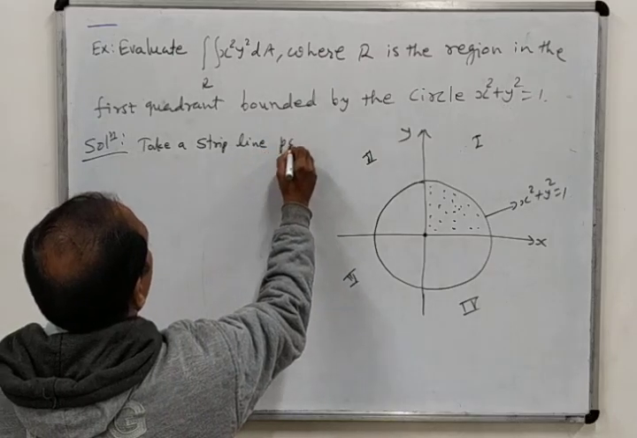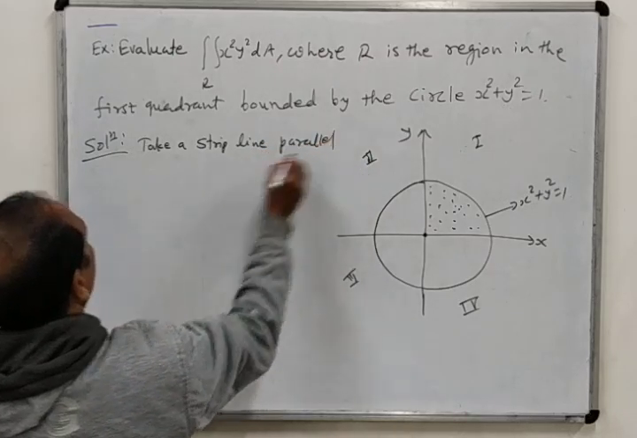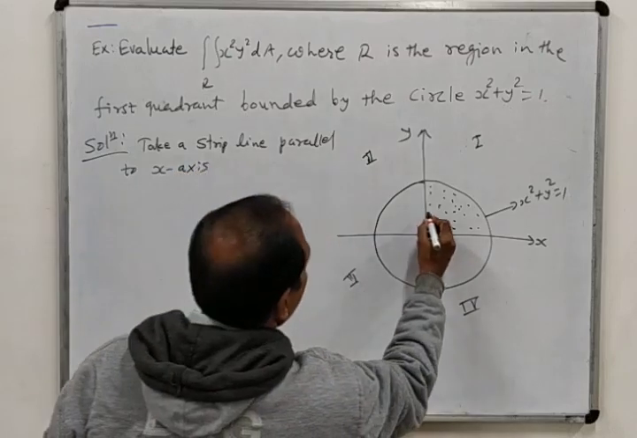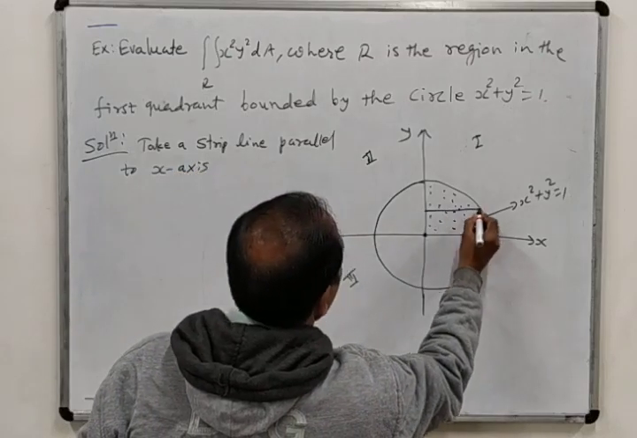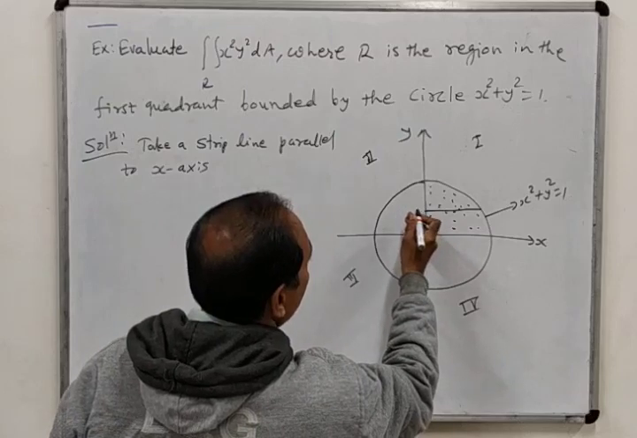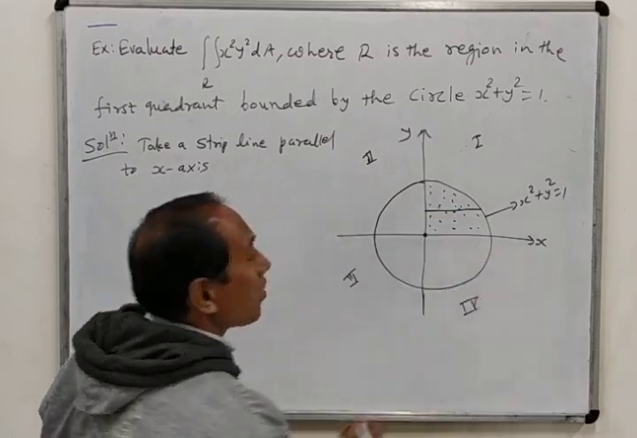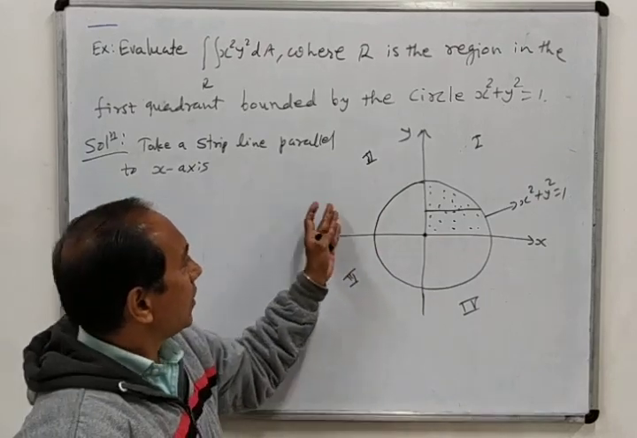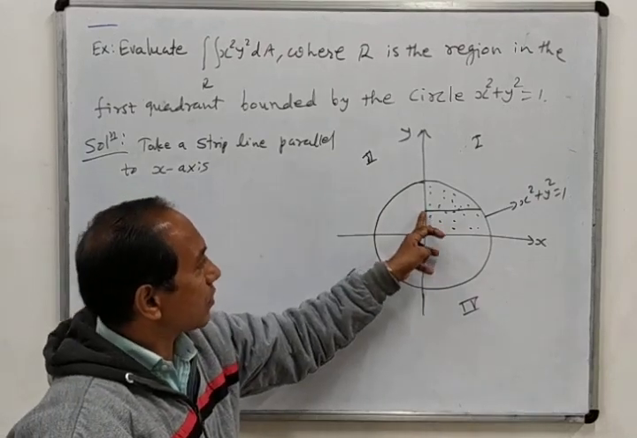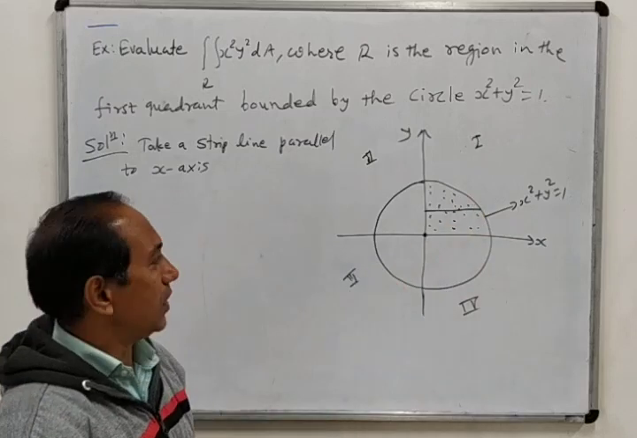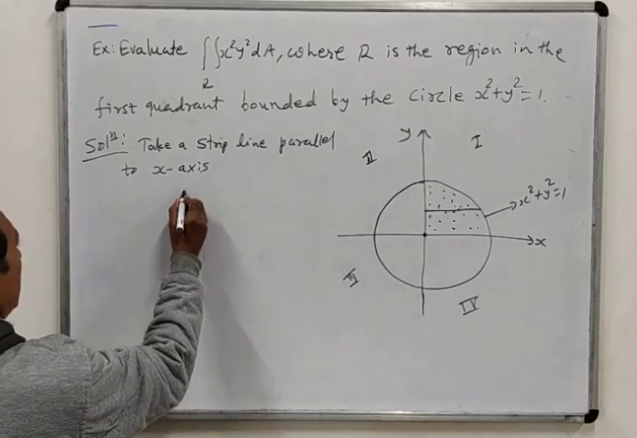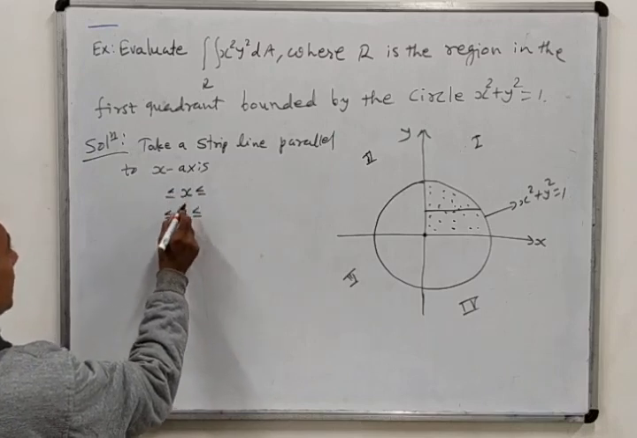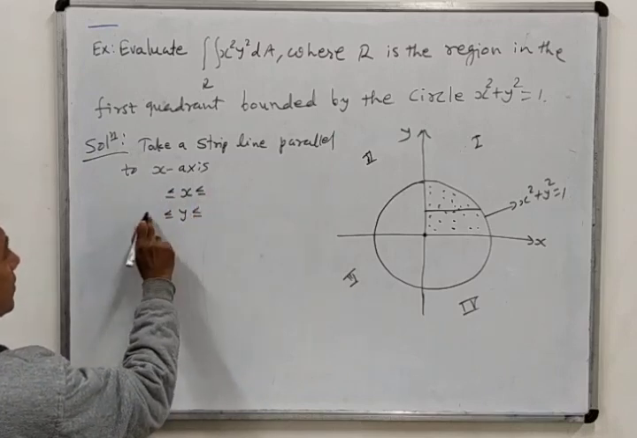parallel to x-axis. So here we draw a line parallel to the x-axis in the region only. Don't draw anywhere in any other region. You draw the straight line in the region only, and then we will have the limits of x and y in this way. That means x lies between two values and y lies between two values.